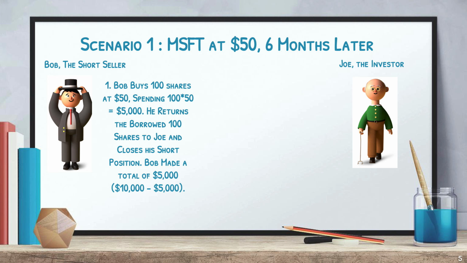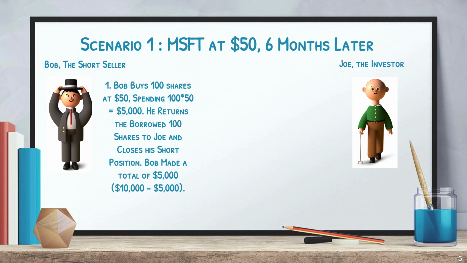Now, Bob, remember, he's short 100 shares, so he still needs to return them to Joe. What's the best time to return that to Joe now that the stock is actually lower and he can buy it at a lower price? Because remember, he sold it at $100. Now he has the chance to buy it at $50. So what he does is he buys 100 shares at $50 in the open market. That's the current price in the market, right? So he's spending what? $5,000. 100 shares multiplied by 50, $5,000.